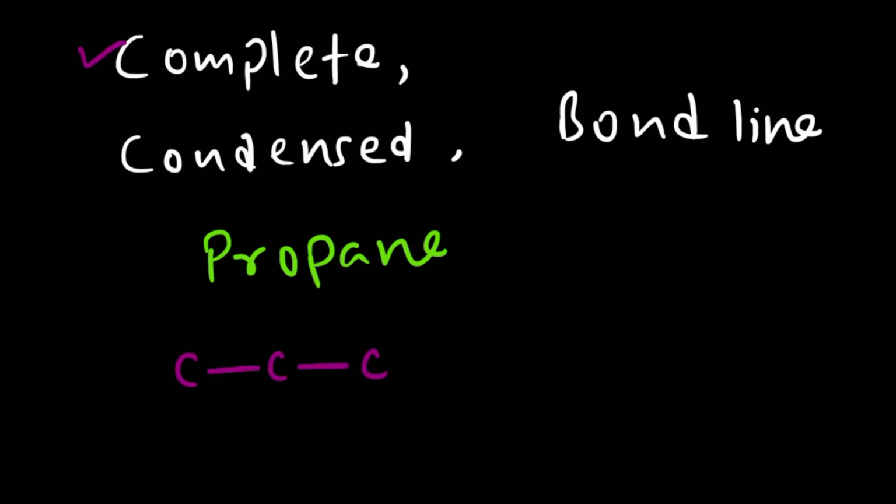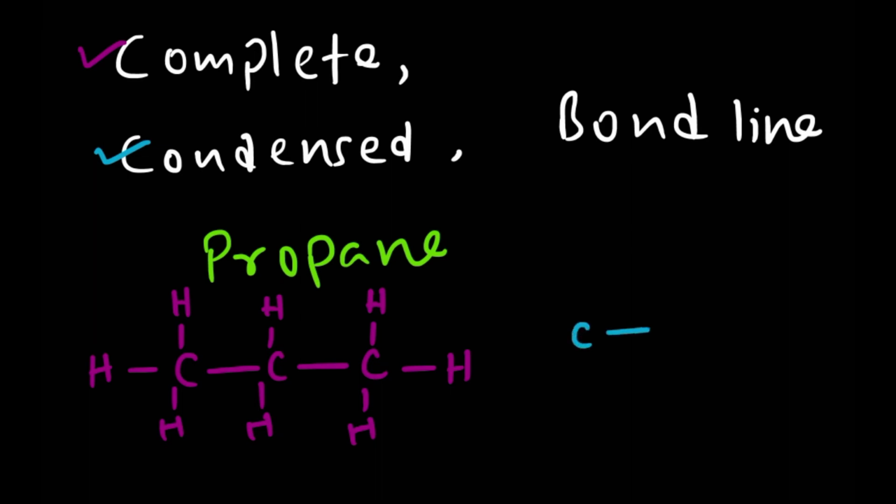For the complete structure, we have to write down all the bonds and all the atoms. So we have to write all the hydrogen atoms with their bonding and all the carbon atoms with their bonding. Carbon-hydrogen bonds should be depicted, carbon-carbon bonds should be depicted, so it is the complete structure. Now if we want to draw the condensed structure, then we only need to show the carbon-carbon bonding, and we don't need to show the carbon-hydrogen bonding. We can make it in a condensed, shortcut way.